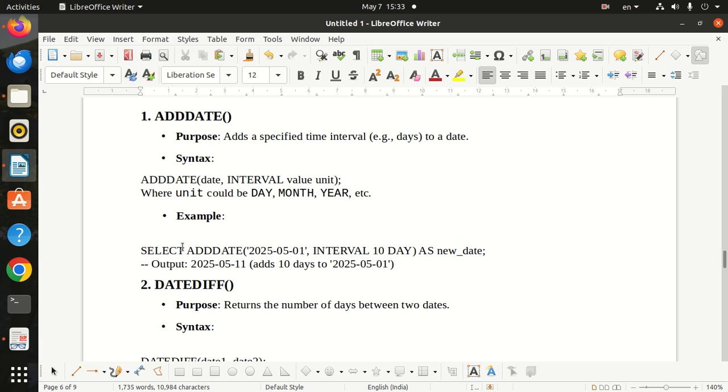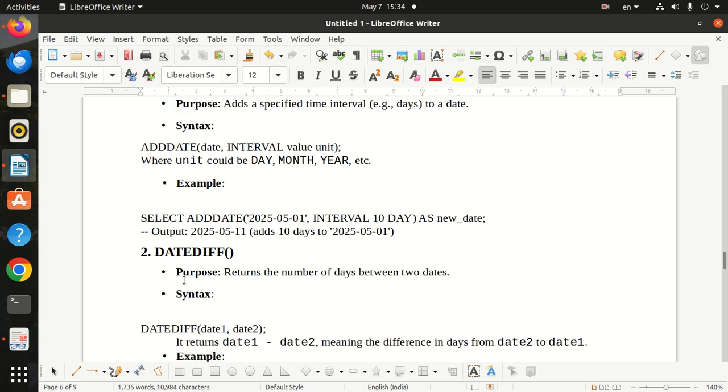Implementation of this function in example is as follows. Select ADDDATE, whichever date it is, suppose 2025-5-1, with interval 10 days as new date, having the output 2025-5-11, which adds the 10 days to that particular date.